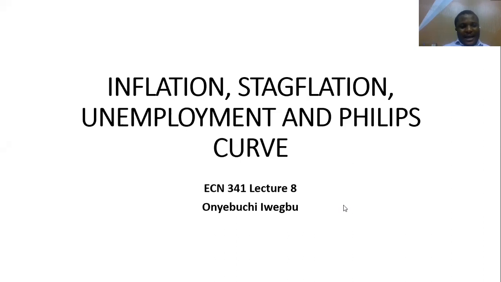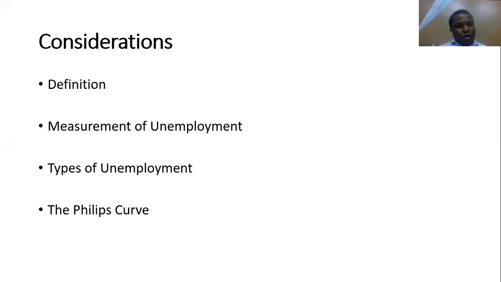So, as an introduction, we'll consider definitions. We'll look at the measurement of unemployment, okay? We'll consider the types of unemployment. Then we'll go to the Phillips curve. In the Phillips curve, that's where we'll now consider the types of inflation. We now consider the relationship between inflation and unemployment.